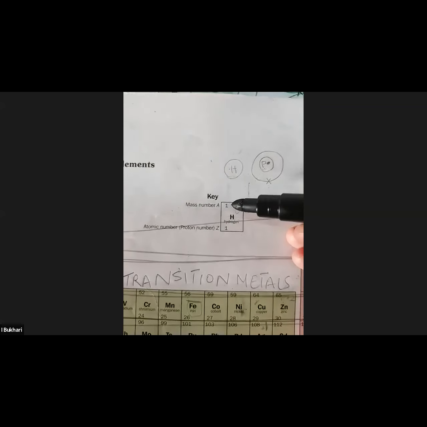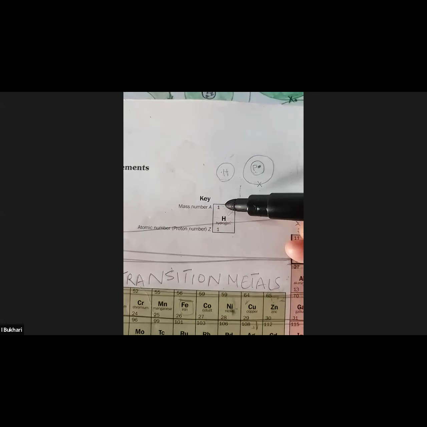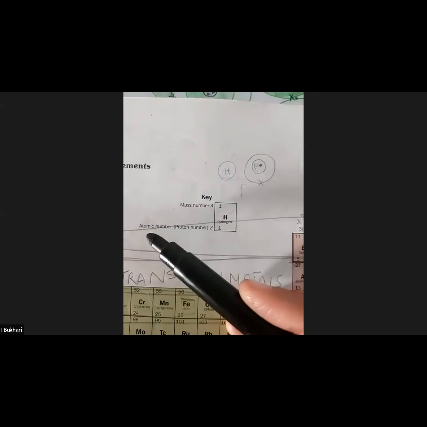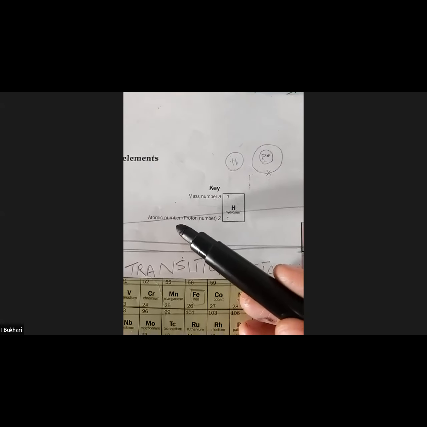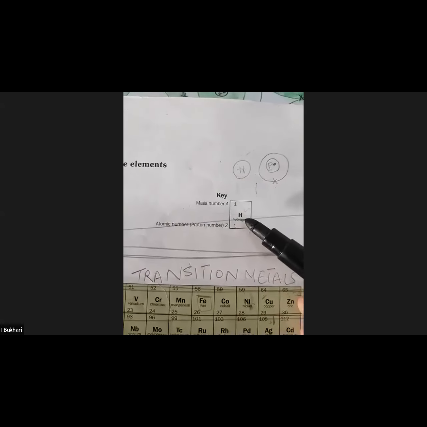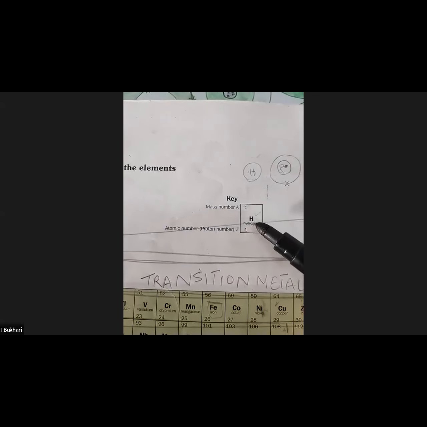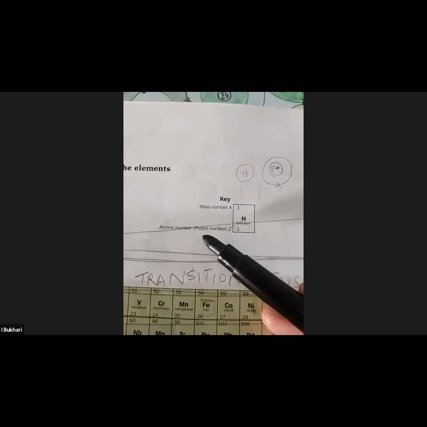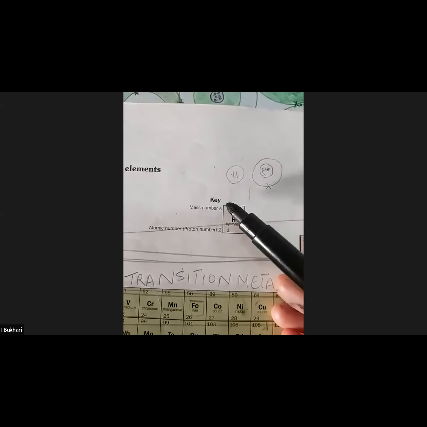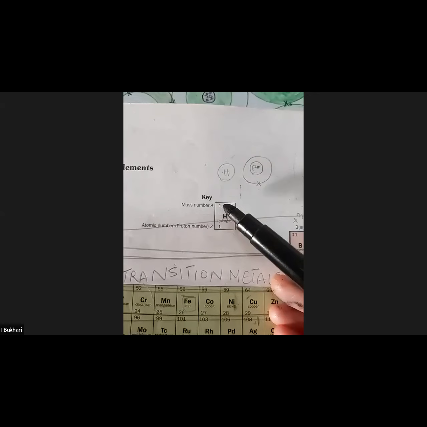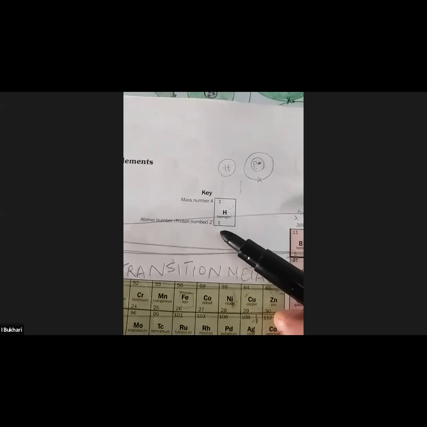The number at the top is the mass number, which is the sum of the number of protons and the number of neutrons. This is the atomic number. Remember the roll number, the identification number with the help of which we recognize an element or a substance or an atom is its proton number. Sometimes they use these symbols. So the one written at the top is the mass number, the one written at the bottom is the atomic number.